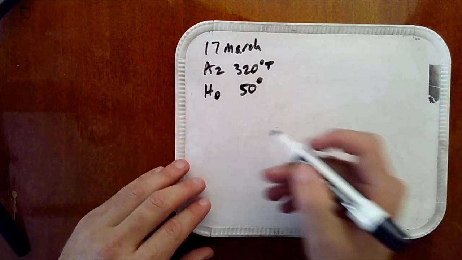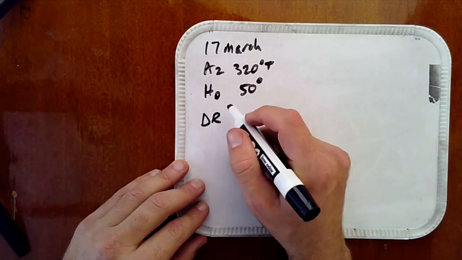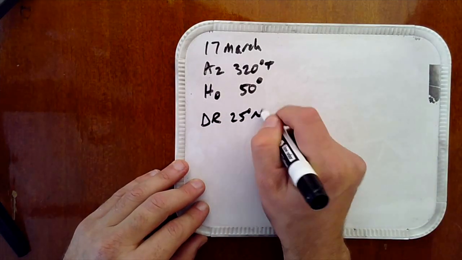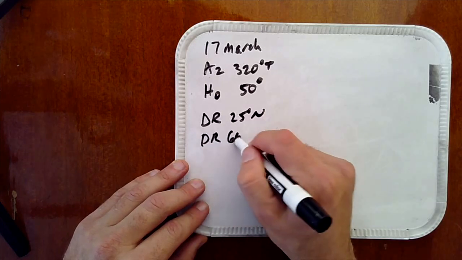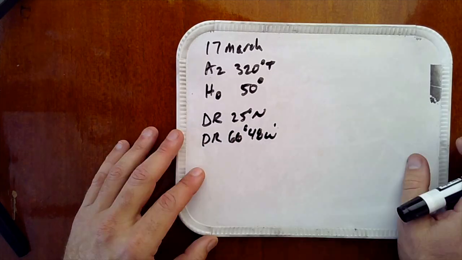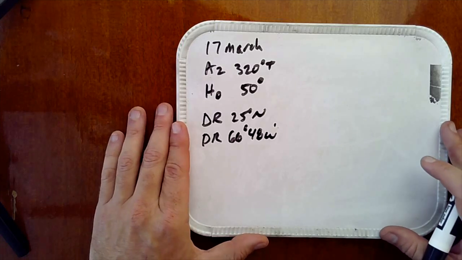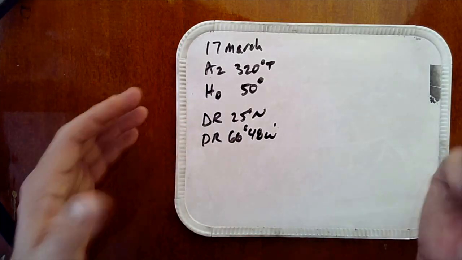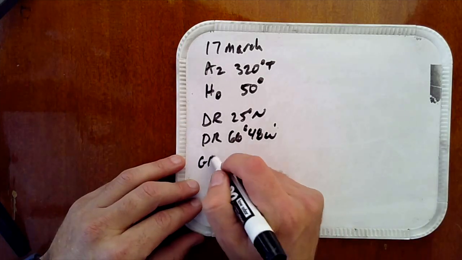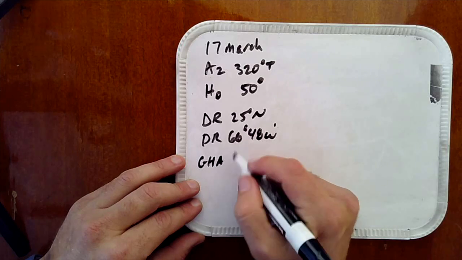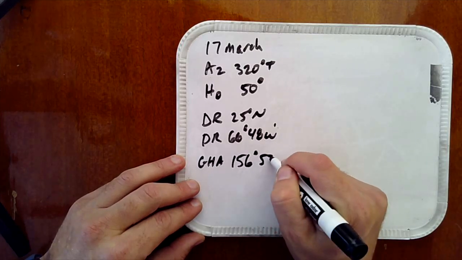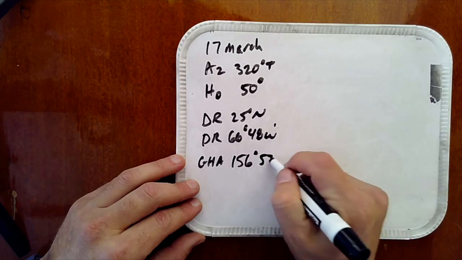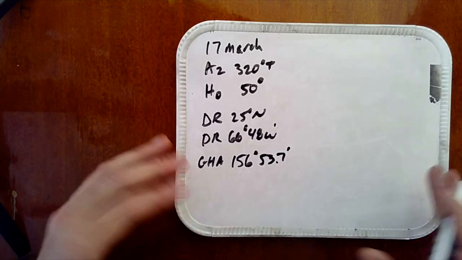So some more information. Let's say our DR position was 25 degrees north, and our DR longitude was 66 degrees 48 west. The next step would be to get the GHA of Aries. So in this problem, we're going to say it's given to us because we want to focus on other learning objectives. Let's say the GHA of Aries was 156 degrees 53.7. What star did we observe?